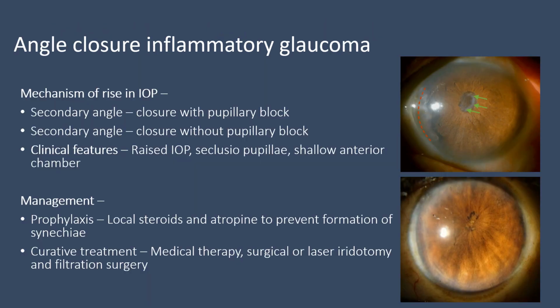The mechanism of rise of IOP is either with pupillary block or without pupillary block. Now here we need to understand two terms. One is seclusio pupillae, where there is 360-degree posterior synechiae between the border of the iris, that is pupil, and the anterior capsule of the lens. And there is occlusio pupillae, where there is an inflammatory membrane that is blocking the pupil. Both of them lead to angle closure type of picture. So the clinical features are raised IOP, seclusio or occlusio pupillae, shallow anterior chambers.